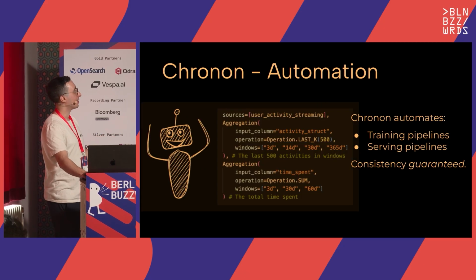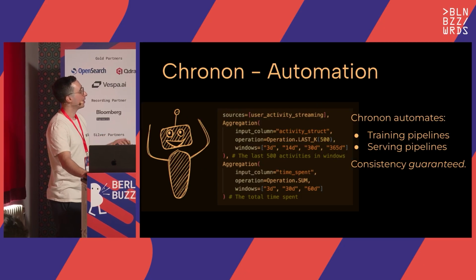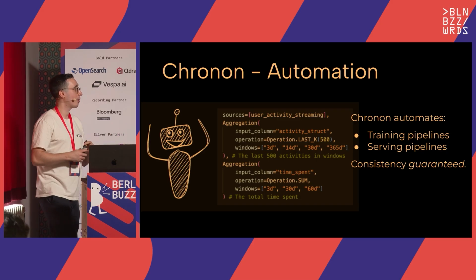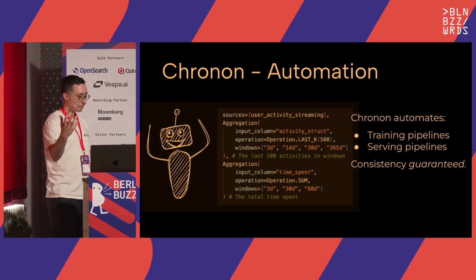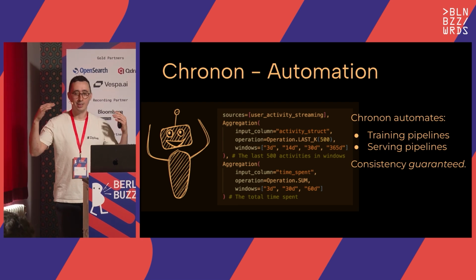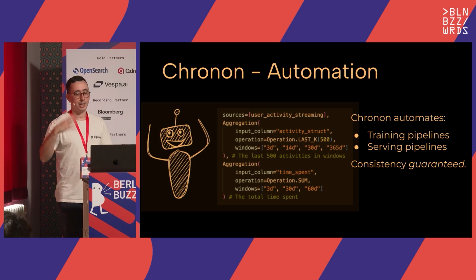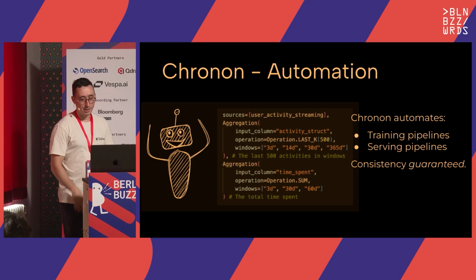So back to automation, right? This is sort of the same API that I showed you earlier. Because all the agent needs to do is this, and the infrastructure to power both backfills and serving is automated with consistency guaranteed, it becomes a much more ergonomic API for the agent to work with and to use for iteration.